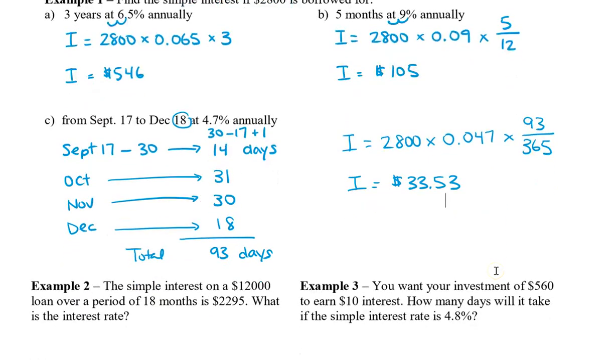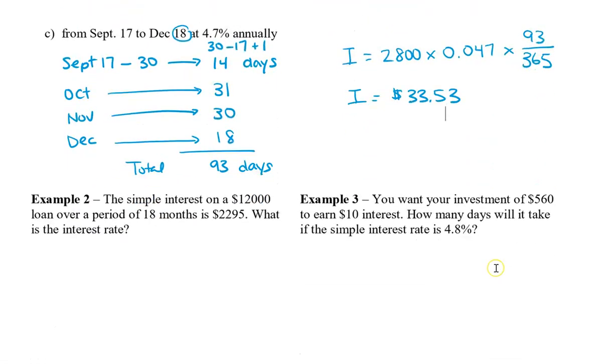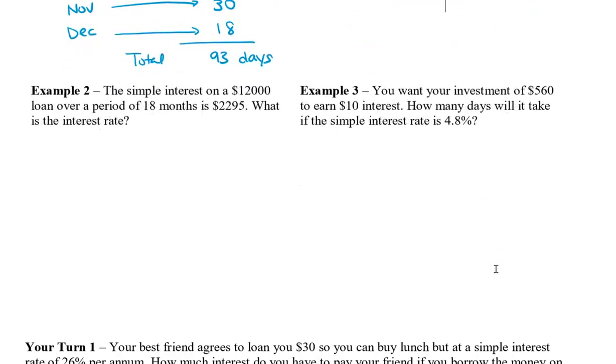All right, let's take a look at 2 more examples where we're going to calculate something besides interest, but we're going to still use the I equals PRT formula. So in this example 2 here, we have the simple interest, which is $12,000. It's a loan over a period of 18 months, and we get an interest of $2,295. So what is the rate? So here we are looking for R.